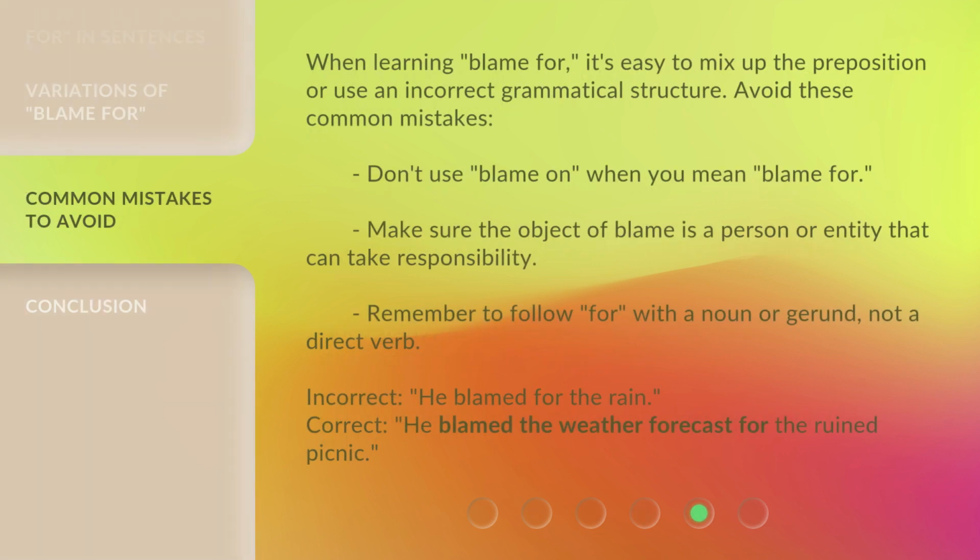When learning "blame for," it's easy to mix up the preposition or use an incorrect grammatical structure. Avoid these common mistakes. Don't use "blame on" when you mean "blame for." Make sure the object of blame is a person or entity that can take responsibility. Remember to follow "for" with a noun or gerund, not a direct verb. Incorrect: he blamed for the rain. Correct: he blamed the weather forecast for the ruined picnic.